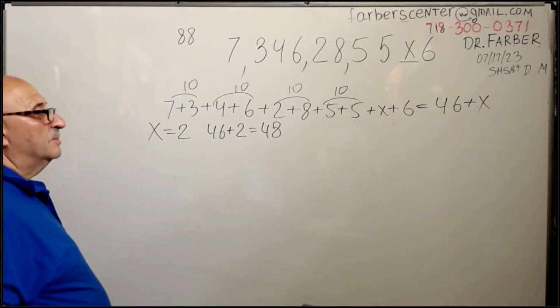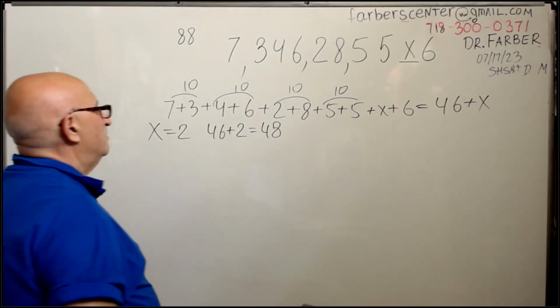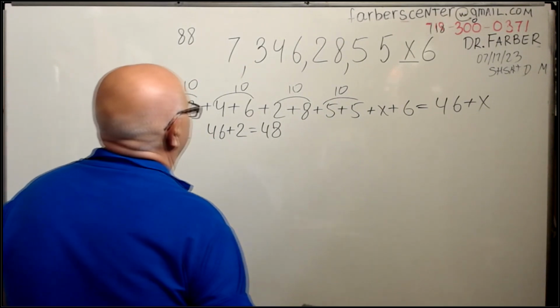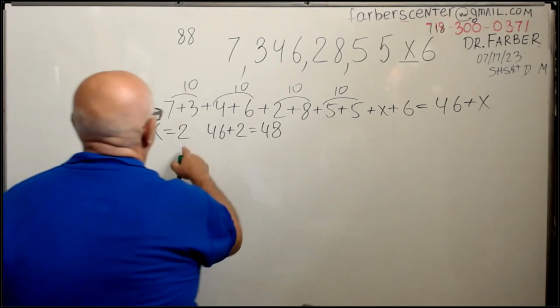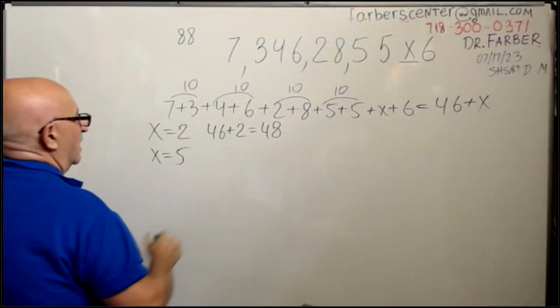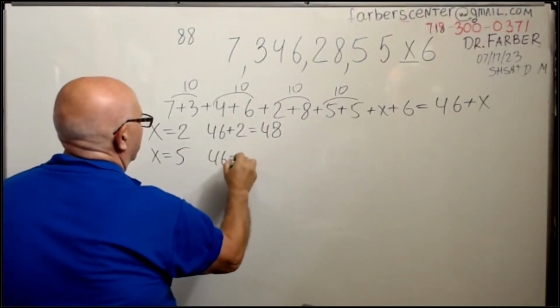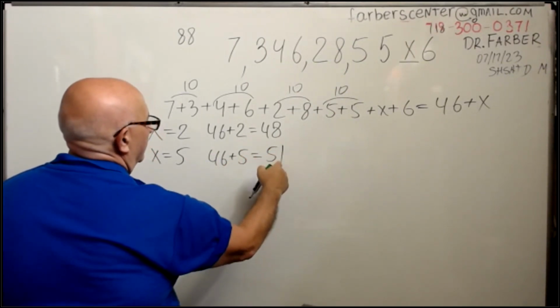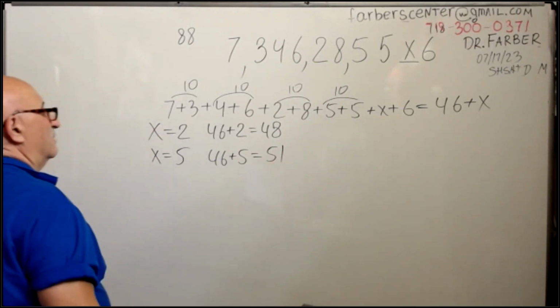So far so good. The next, since it's a multiple of 3, I add 3 to this. It would be x equals 5. And it would be 46 plus 5, which is 51. 5 plus 1 is 6. 6 is divisible by 3, so this is the second candidate, which is divisible by 3.